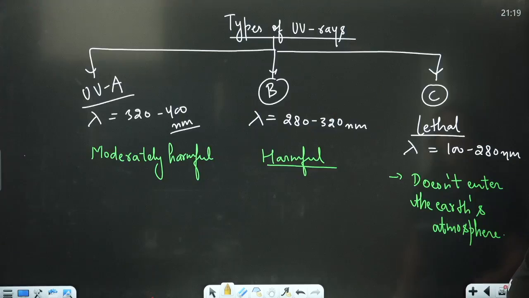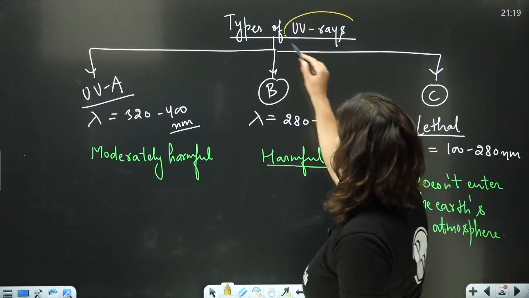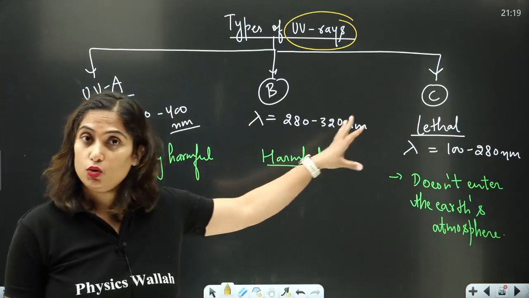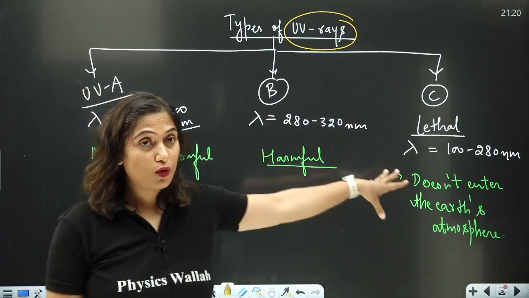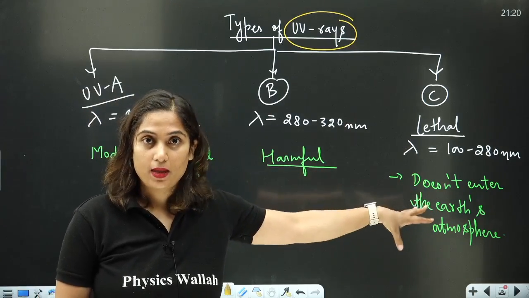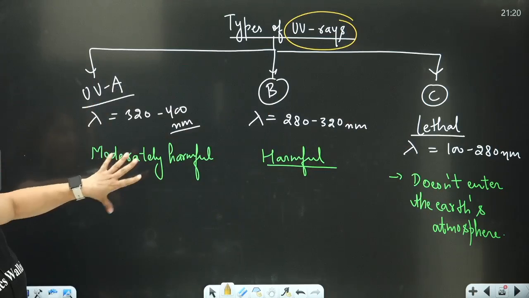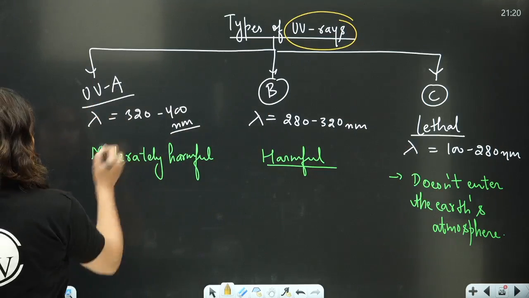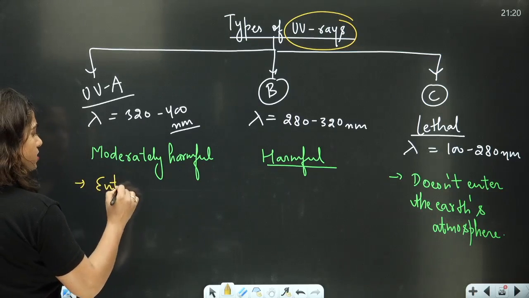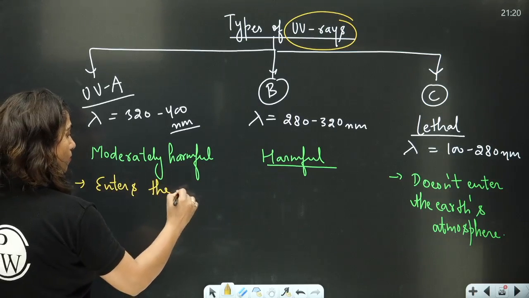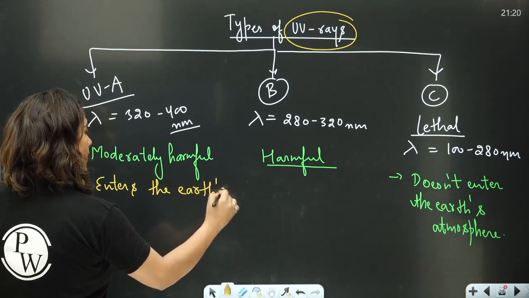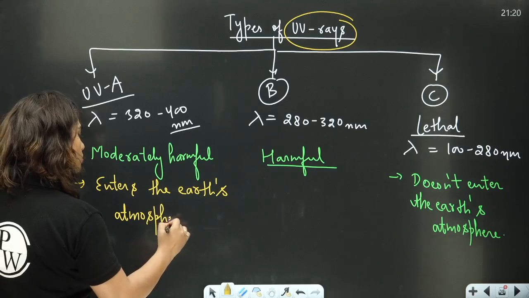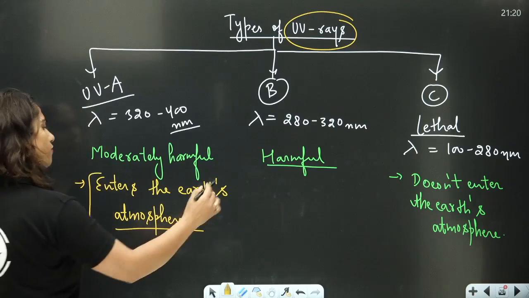Okay. Now let's understand the types of UV rays. There are three types of UV rays: UV ray A, UV ray B, UV ray C. The wavelength of UV ray C is the least, and the wavelength of UV ray A is the most, 300 to 400 nanometer. Okay, so UV ray A enters the Earth's atmosphere, and it is not very harmful for us.